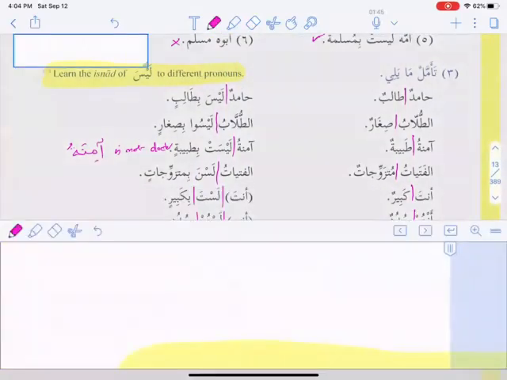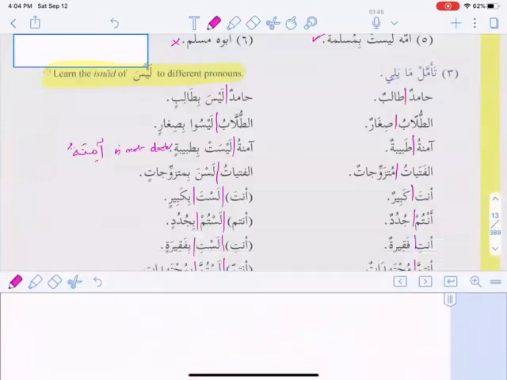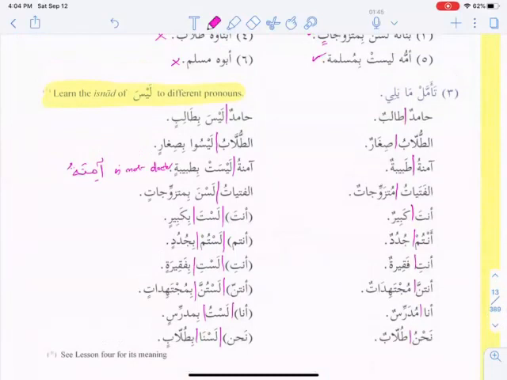Al-fatayatu lasna. Did you get it, my brothers and sisters? Al-fatayatu lasna. Where are we now? We are now here. Al-fatayatu lasna bimutazawwijatun.